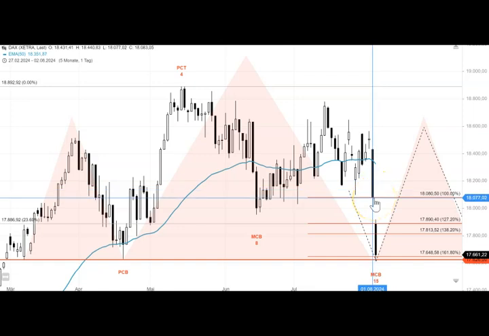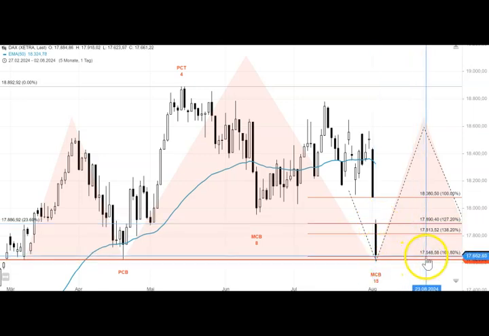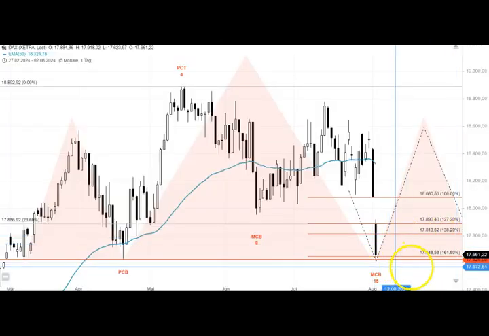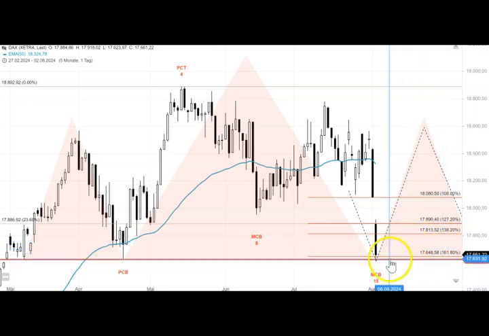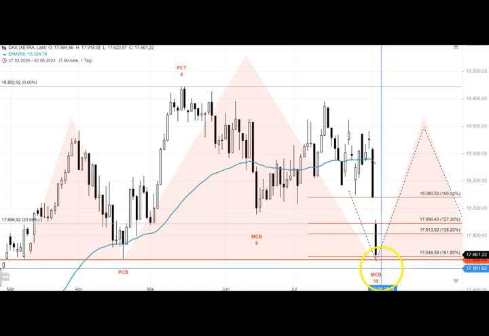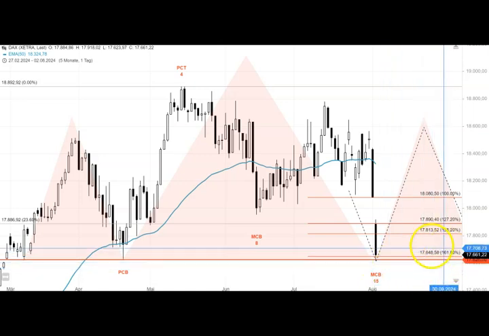DAX closed there right at that level yesterday, gapped down, and then it finished that red sequence all the way down to 17,648. I personally started buying DAX here today. I'm not recommending anything, but I still see that as an opportunity of at least 300 to 500 points.